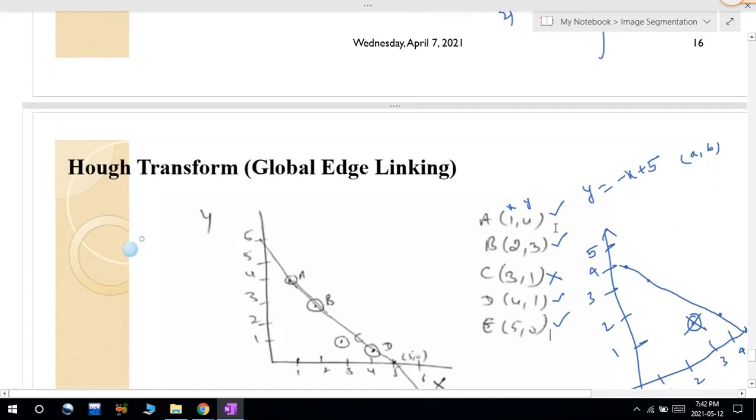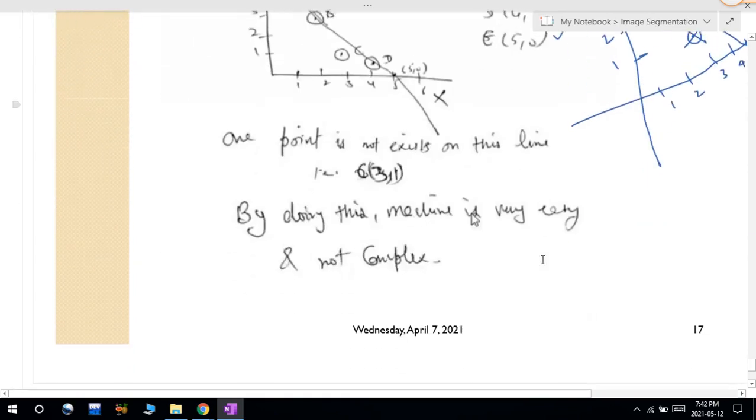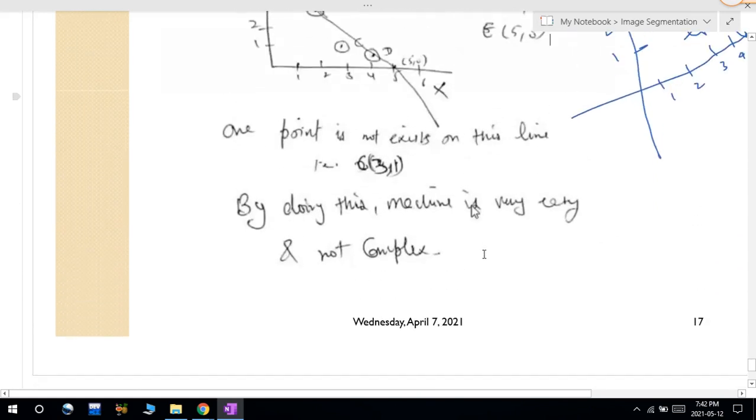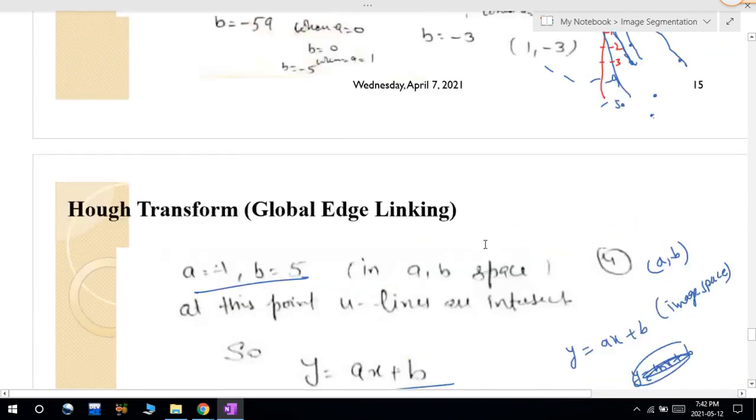Once the line equation is found, we find out which points are there in the edge formation and which are not. We will neglect those edges. So it requires a lot of computation. It also requires more space, and its output is not always correct. So that's why it has some limitations.